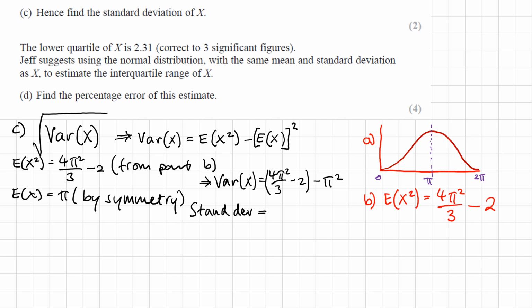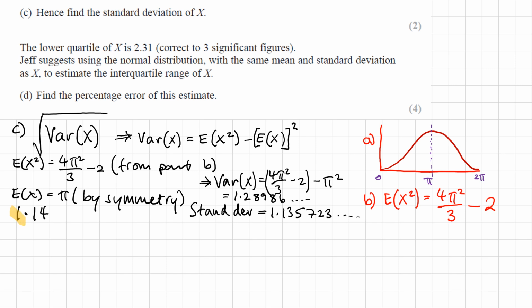So I'll do that on my calculator and just work that out and then square root it and see what I get. So standard deviation is coming out as 1.28986. Let's square root that and see what we get. So that's coming out as 1.135723. We want to give that to 3 significant figures, so we'll go for 1.14 to 3 significant figures.